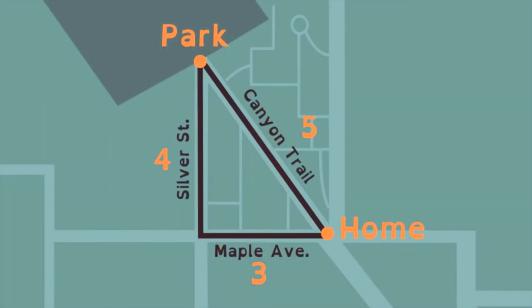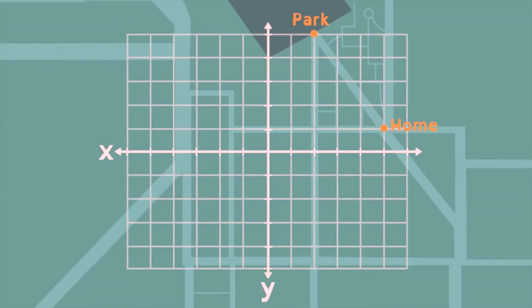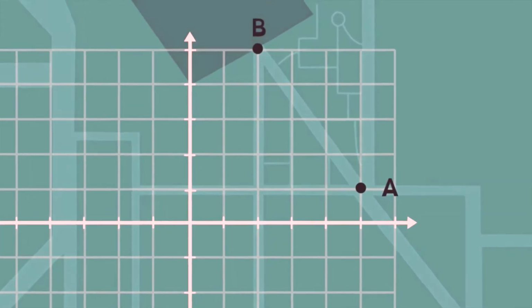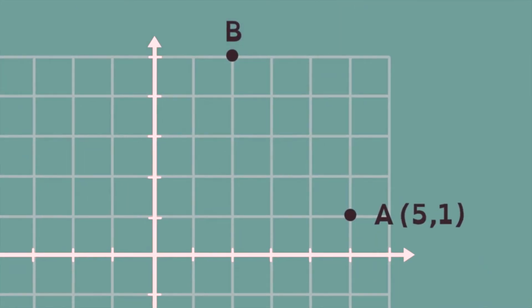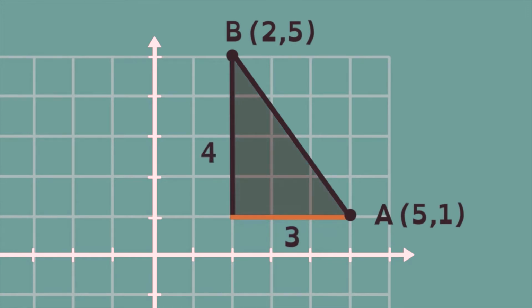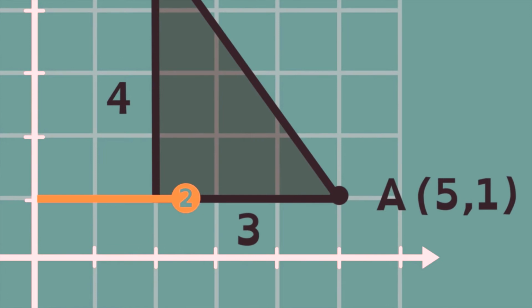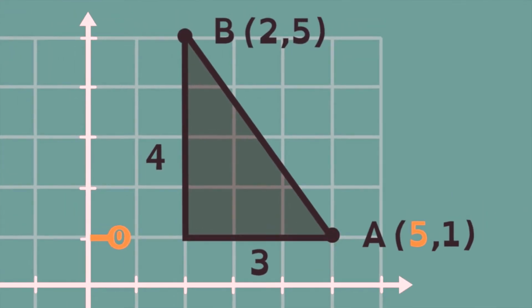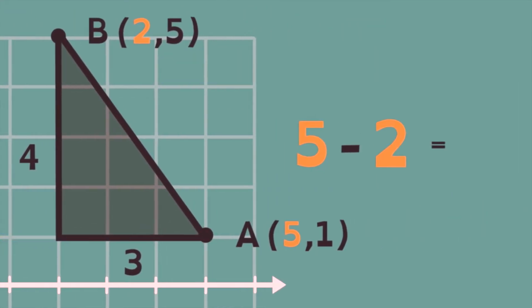What if Lucy doesn't know the lengths of Maple Avenue and Silver Street? A coordinate plane can help. Lucy's house and the park can be points on the plane. One at 5, 1, and the other at 2, 5. To find the distance between A and B using the Pythagorean theorem, she needs a right triangle. One way to make one is to go 3 spaces left and 4 spaces up. For the horizontal leg, take the x distance of A and subtract the x distance of B. This is equivalent to subtracting the x coordinates of A and B.